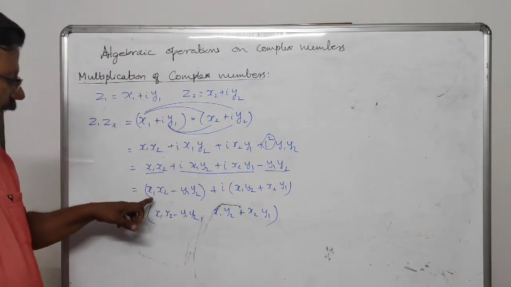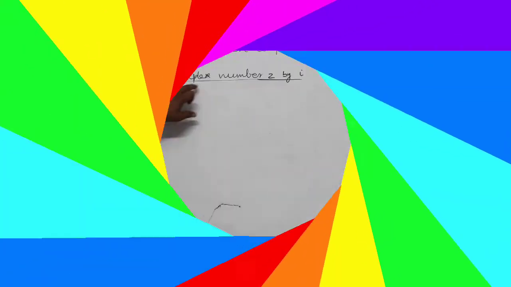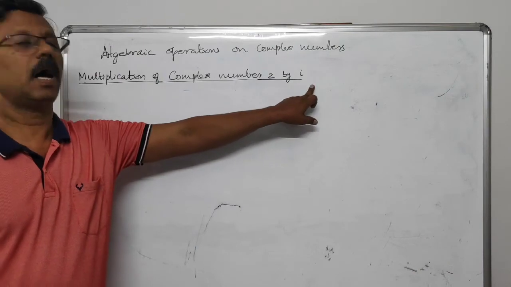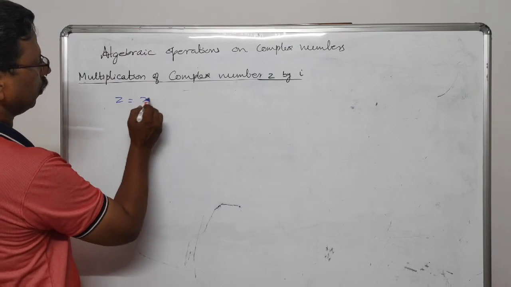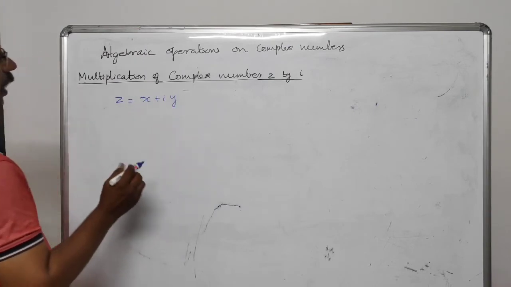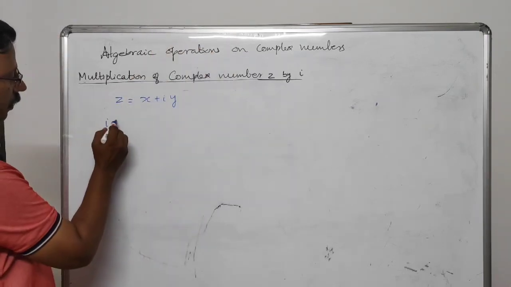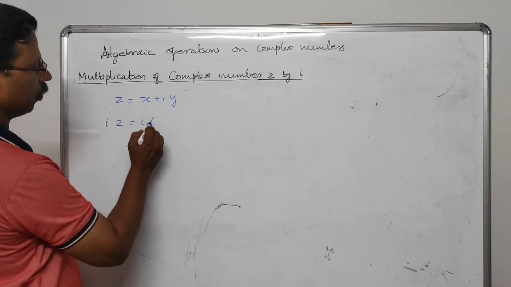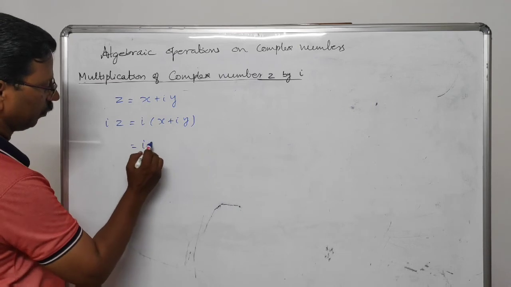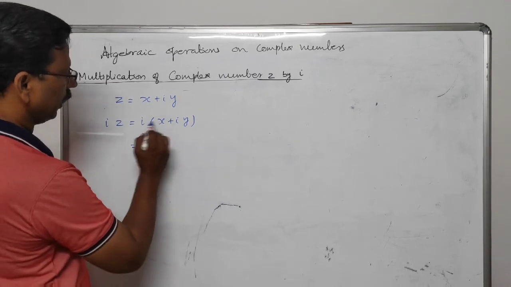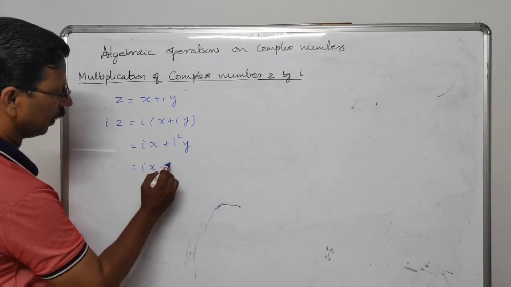Here x1 and x2 are both real parts, and these are both imaginary parts. Therefore, whenever you want to multiply z by i, that is the imaginary unit, let us consider z is equal to x plus iy. Now we multiply z by the imaginary unit i, that is iz. What is iz? i into x plus iy. To remove the bracket, i into x becomes ix, plus i into i square y, which is equal to ix minus y.